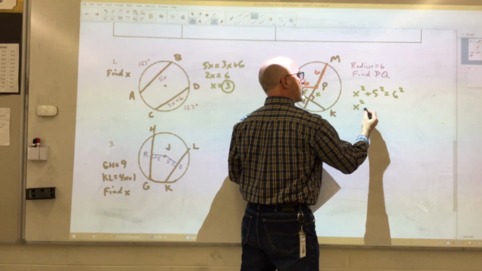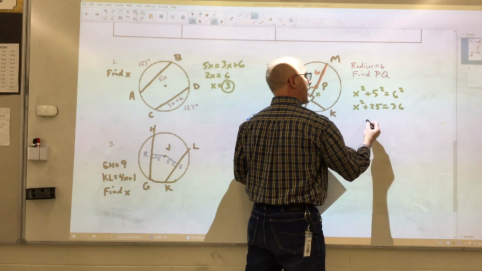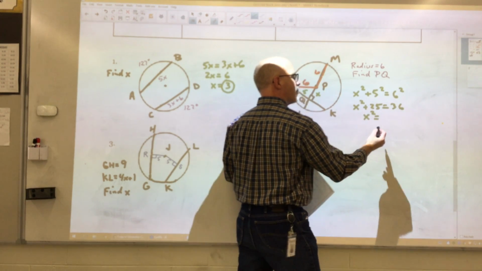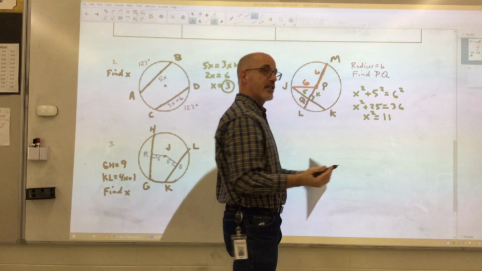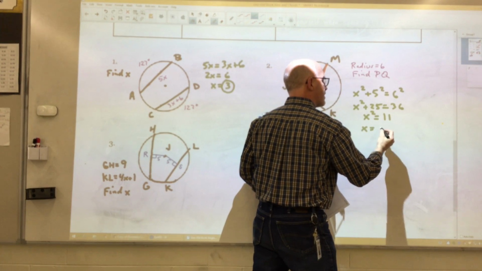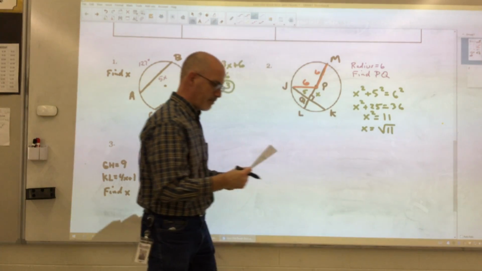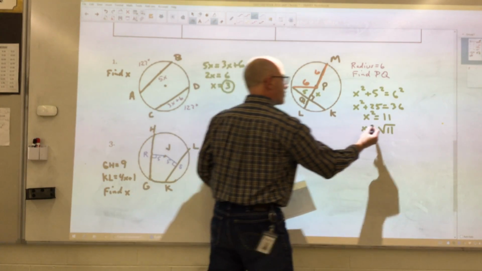Solve this, x squared plus 25 equals 36. X squared, when I subtract both sides, I get 11. Take the square root of both sides. We take just the positive square root in this case. So the square root of 11 is my answer for x. Okay, let's go ahead and circle that.